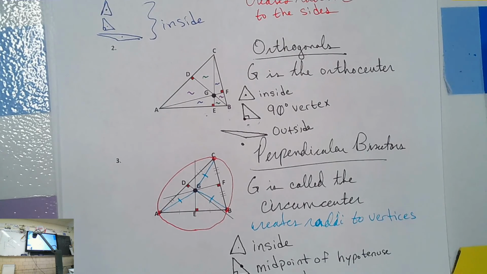What if I told you this was a center? What center would that be? Perpendicular bisector center, which is the what center? Circumcenter, because it's the center of a circle that goes all the way around to these points. Beautiful circle. Perfect circle.